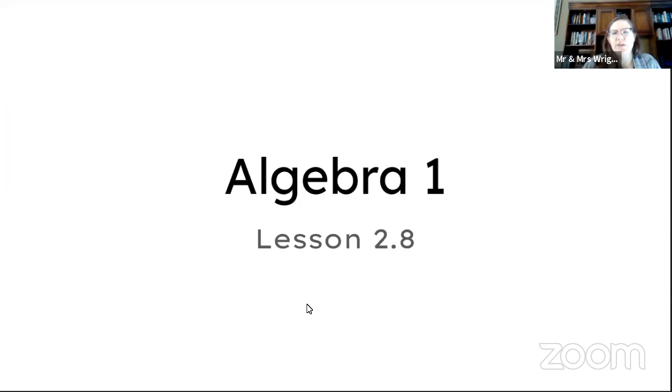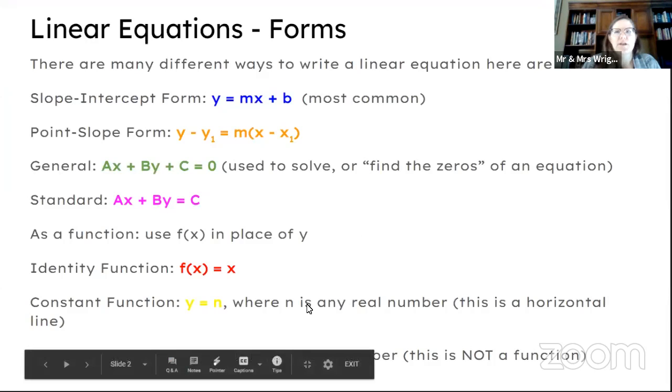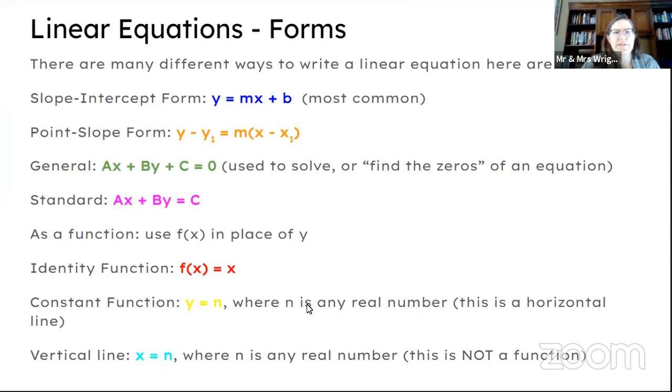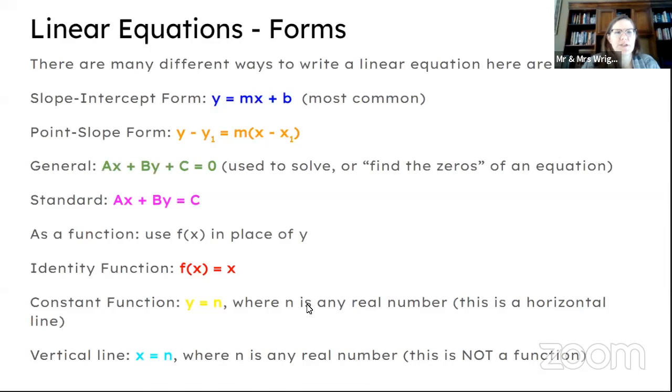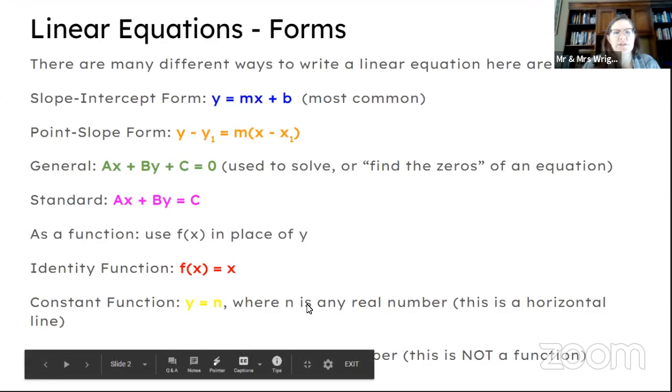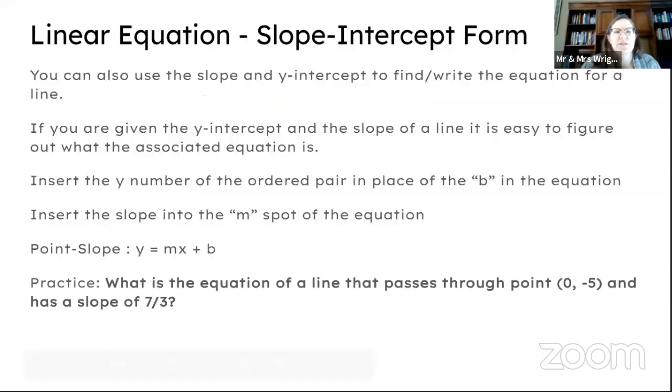So this is module 2, page 8. All right, so we have these equations that we looked at in 2.7 that we're going to go over again. We're going to go over slope intercept and point slope. Those are the main ones we're going to look at, but also we're going to see a little bit of some of these constant functions here, the horizontal line and the vertical line.